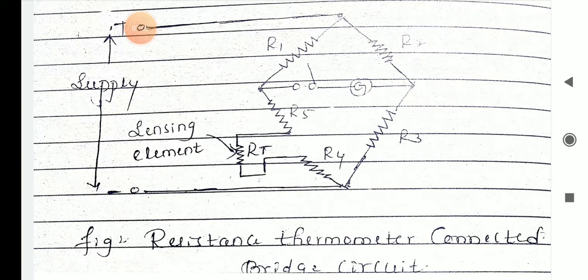So this is the balance condition you are going to take. R2 by R3 is equal to R1 divided by R4 plus RT plus R5. Okay. So this condition you are going to take.